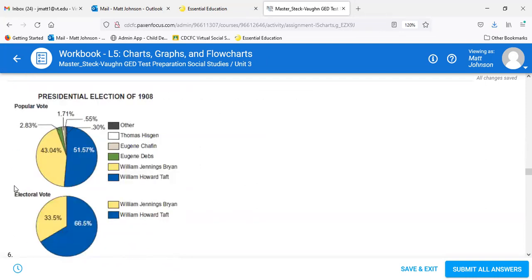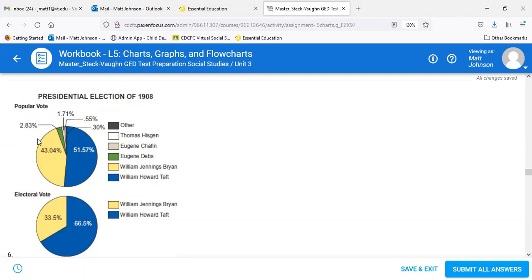And we have a new graph here. We have a circle graph showing the presidential election of 1908. And this is something else you may see: two or three graphs together displaying information about the same event or idea, but one may be more specific. In this case, what we're showing is the popular vote in the first graph.